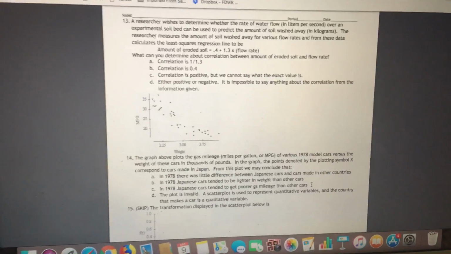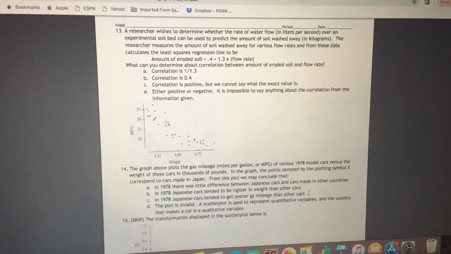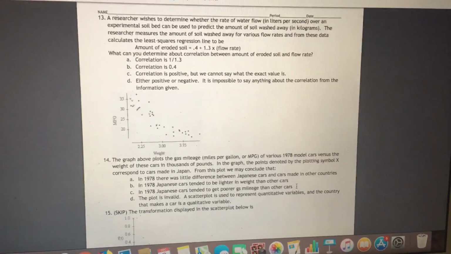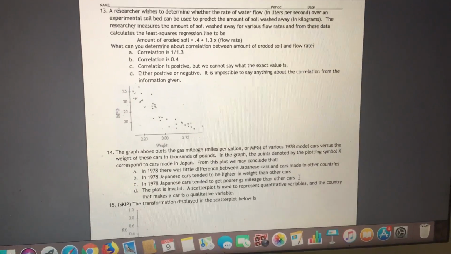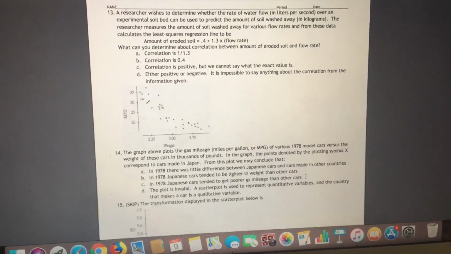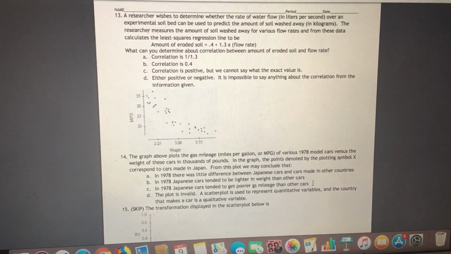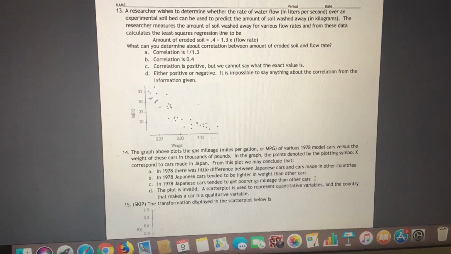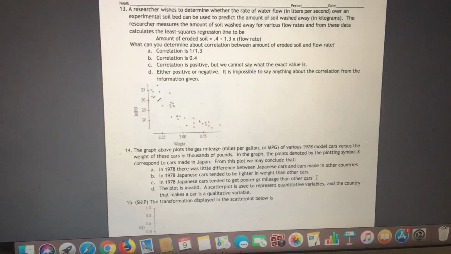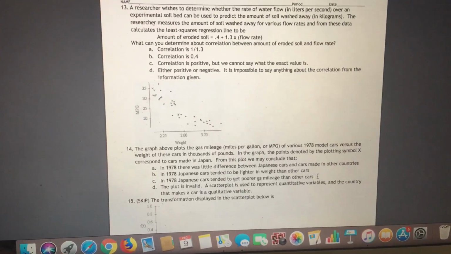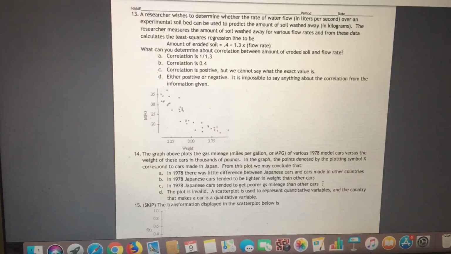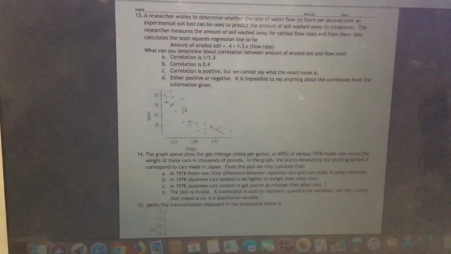So we're looking at numbers 13 through 16 here, and starting with number 13, which says a researcher wishes to determine whether the rate of water flow in liters per second over an experimental soil bed can be used to predict the amount of soil washed away in kilograms. The researcher measures the amount of soil washed away for various flow rates, and from these data calculates the LSRL line to be amount of soil eroded equals 0.4 plus 1.3x times flow rate. What can you determine about correlation between amount of eroded soil and flow rate?